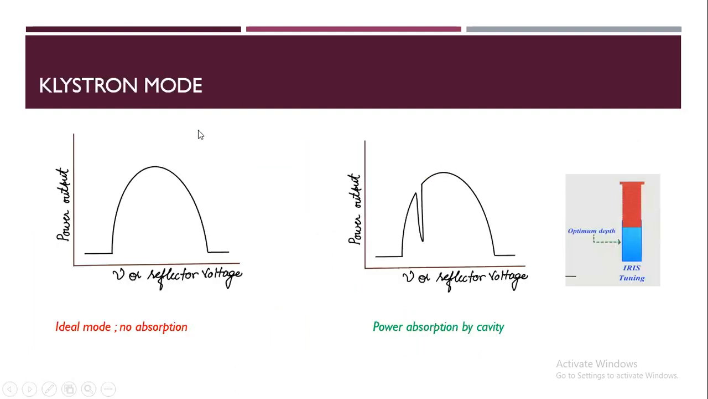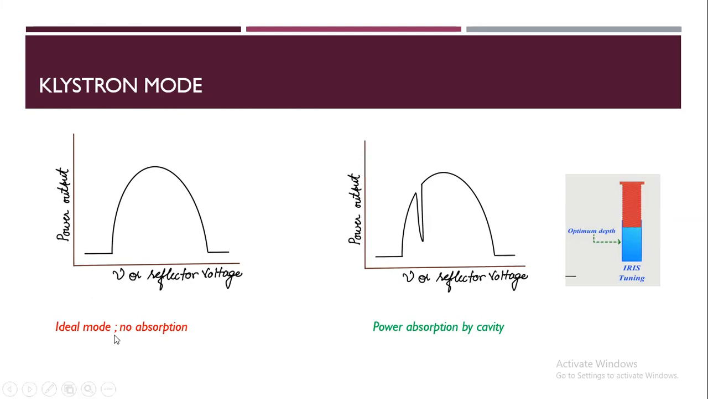Now the klystron, or the source, has a mode. It means the power output depends on the frequency of the reflector voltage. This reflector voltage is actually the voltage which we can vary, or we can vary the frequency of the source. So this is the power output which we are getting at our detector. This is the reflector voltage which we can manage from the source.